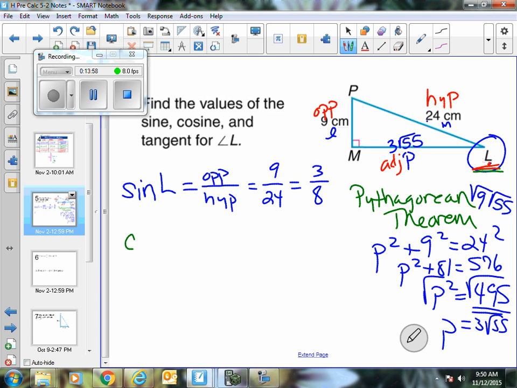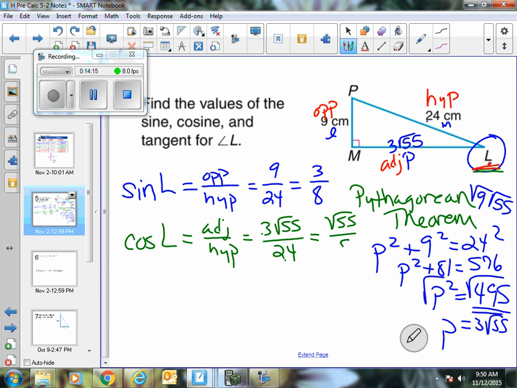All right, cosine, angle L is adjacent over hypotenuse. So in this triangle, go ahead and peek. Adjacent would be 3 square root of 55. Hypotenuse is 24. Can you reduce? Sure, the 3 and the 24. So that would be square root of 55 over 8.